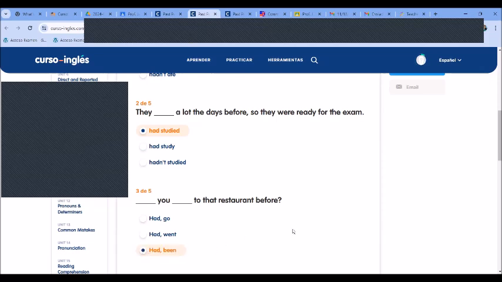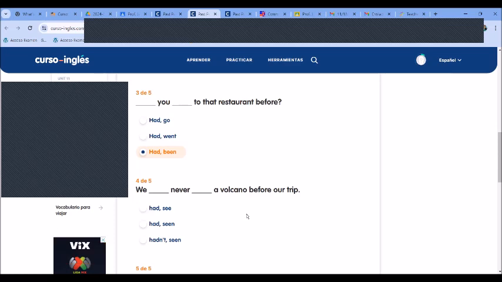Been. Went is past simple. Go is present simple. The past perfect form, if we use go, would be gone. Yeah, sorry. I know, it's so early. Let's do that again. Had you been to that restaurant before? Had you been to that restaurant before? Good. All right, let's continue with Allison.